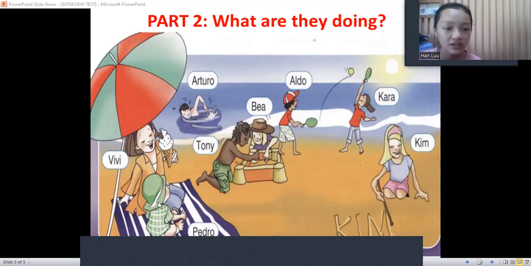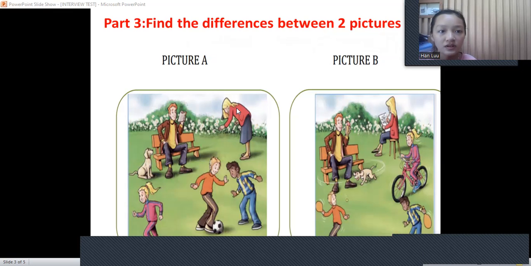Vivi is eating an ice cream. Vivi and Pedro are sitting under the beach umbrella. Kim is sitting on the sand and writing her name. Writing her name. Okay, that's all? That's all. Okay. Good. Now we move to part three.